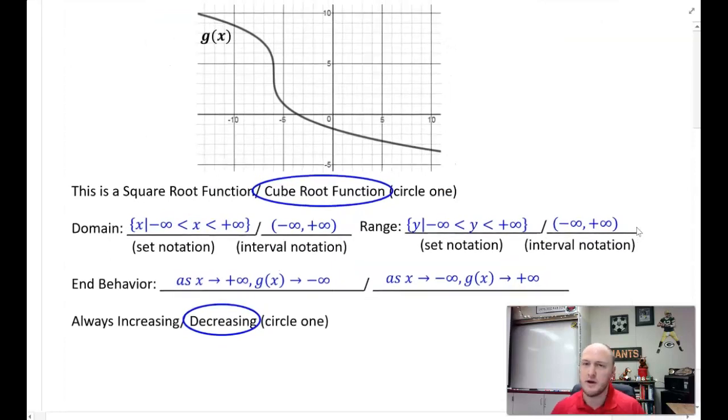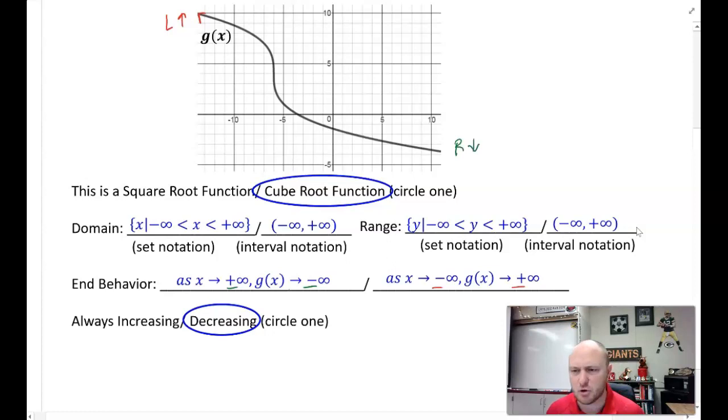Cube root function, domain and range, negative infinity to positive infinity, doesn't change. Our end behavior, similar to that last example that we had. On the left side, our function is going up. So that is positive, negative. And then on the right side, our function's going down. If my computer will let me write. So that is, oh, I flip-flopped them. This one is negative, positive. That's the left side. And then on the right side, it is positive, negative.